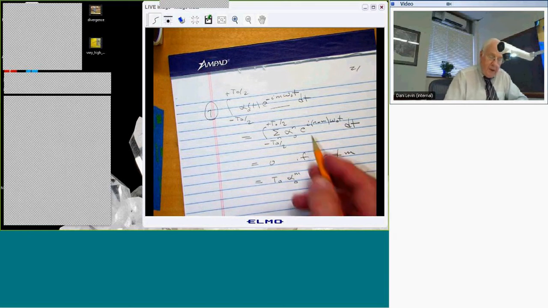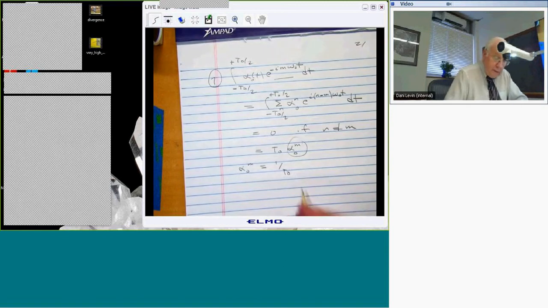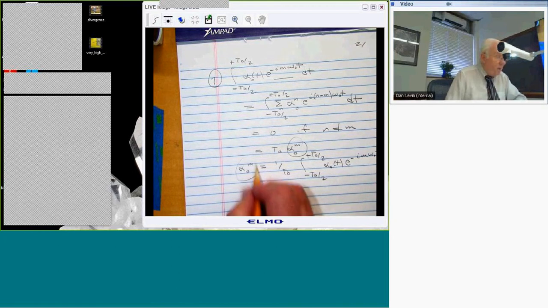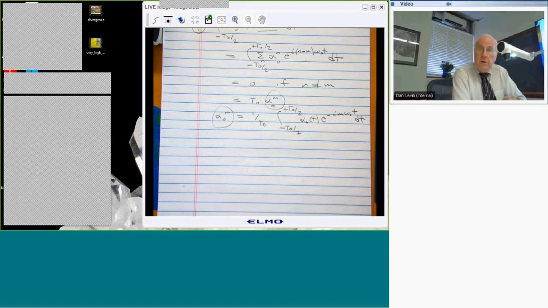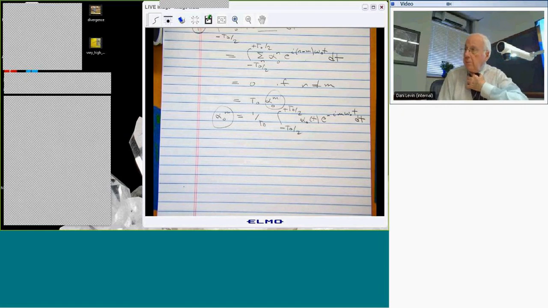But that now, if I'm using higher mathematics, I can now solve for each of these coefficients. Each of these coefficients, taking the T naught on the other side, is 1 over T naught times this integral, from minus T naught over 2 to plus T naught over 2 of alpha naught of t e to the minus I m omega naught t dt, right? So now I have determined these coefficients. I've determined one of them actually, but m can be any integer I like, so I've determined them all, right?